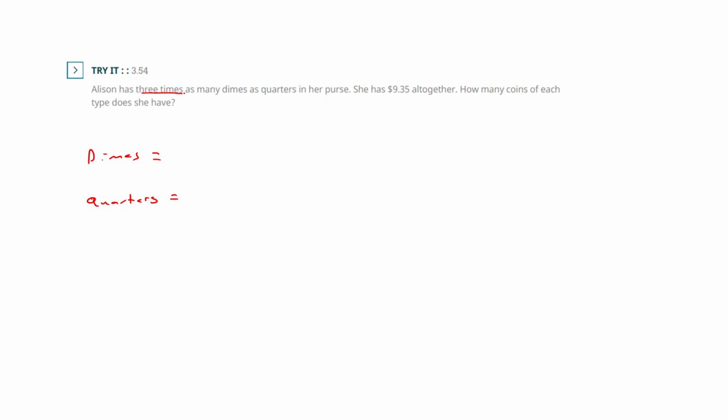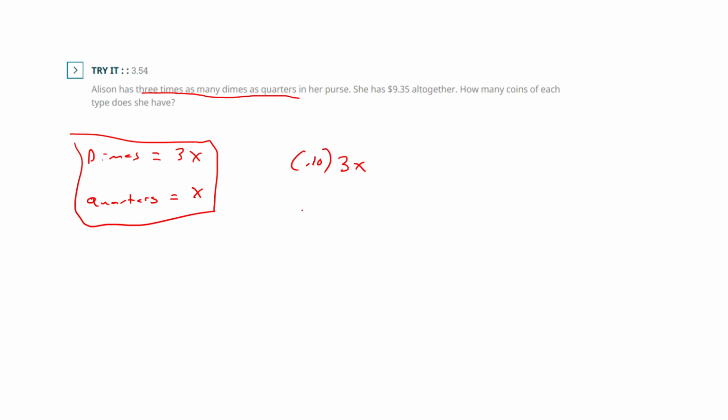She has 3 times as many dimes as quarters. Okay, I hope I didn't go too fast there. You can build it off the quarters, and she has 3 times as many dimes. So a dime is worth 10 cents. Now I wrote that the other way than I have been doing it, so let me change that. That's how I've been doing it.